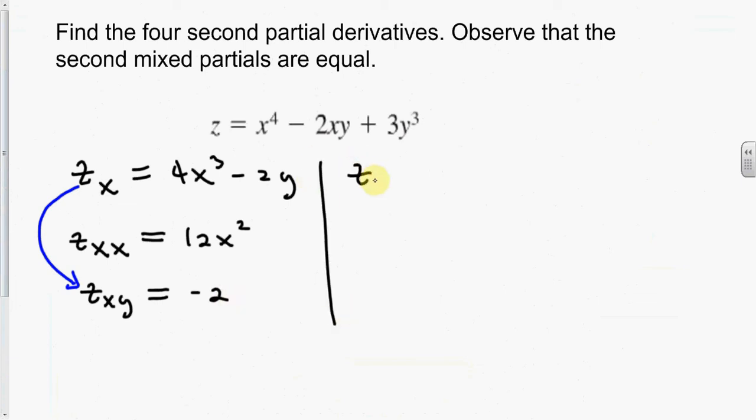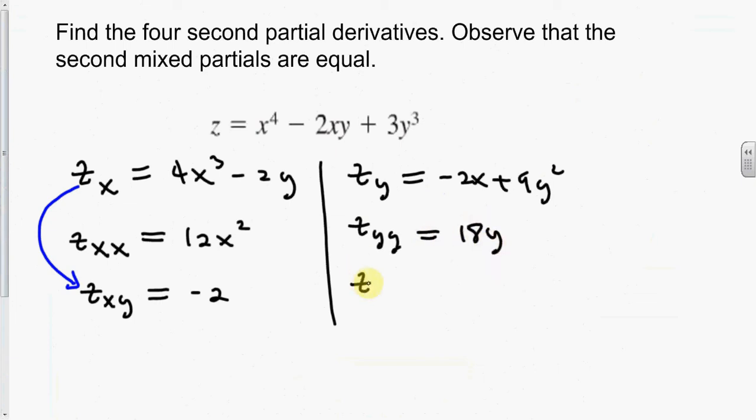About the partial of z with respect to y now. So this is negative 2x plus 9y squared. The partial of z with respect to y twice, or the second partial of z with respect to y, if you will. So this is 18y. Then the partial of z with respect to x, then y. So this is acting off of, sorry, I got that wrong. This should be yx.